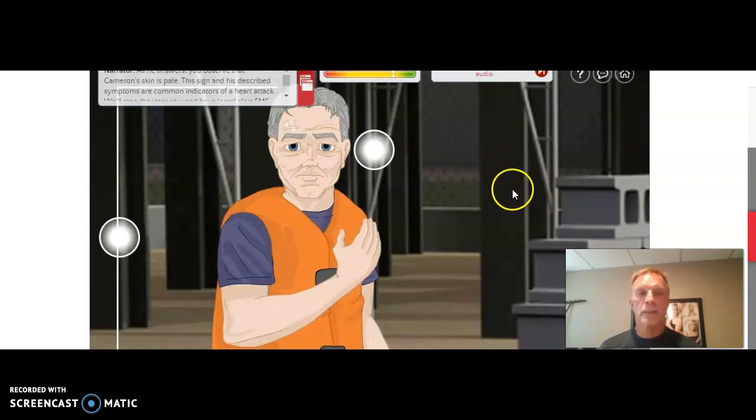As he answers, you observe that Cameron's skin is pale. This sign and his described symptoms are common indicators of a heart attack. We'll stop the interview and have Jamal alert EMS and bring an AED and first aid kit right away.